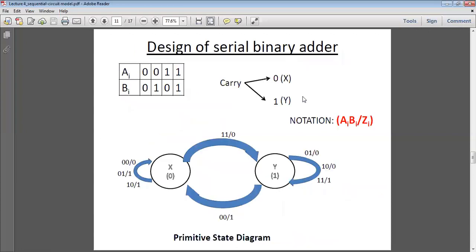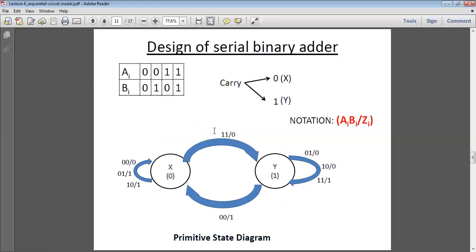Now, A_i B_i, you consider i equal to 0, 1, 2. A3, A2, A1, A0, and B_i is also B3, B2, B1, B0. So for a particular A_i B_i, what are the possible combinations? Suppose A0, B0 may be 0 0, 0 1, 1 0, 1 1. There are 4 possible combinations for a particular bit, and for that the carry may be 0 or 1. So carry 0 is denoted by X, and carry 1 is denoted by Y.